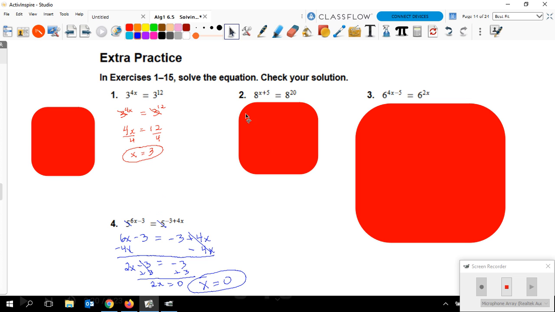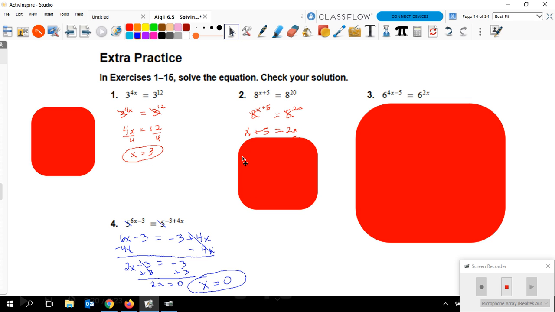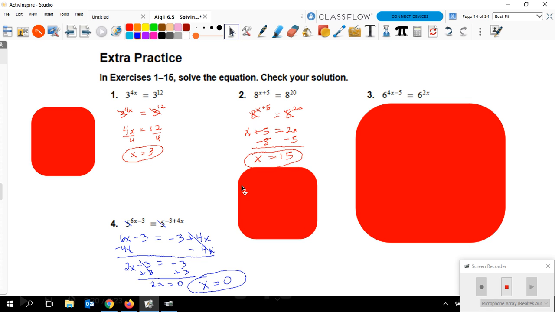Number 2, they both have a base of 8, so the first thing to do is cross out that base. And then the exponents are the equation. So x plus 5 is going to equal 20. And then we just got to subtract 5 from both sides. 20 minus 5 would give us 15. So 15 is our answer for number 2.